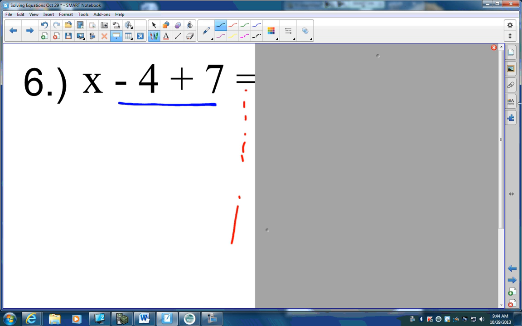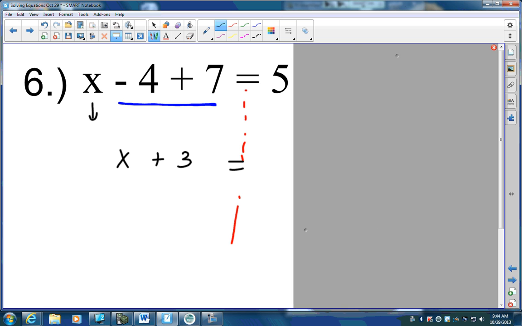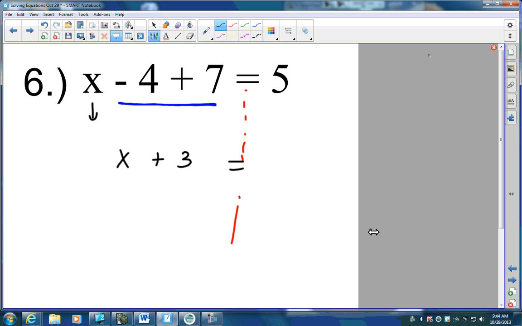The negative 4 and the 7. The x will just come down, so I have x, negative 4 plus 7, positive 3, equals, okay, so we did everything we could on the left-hand side. On the right-hand side, is there anything to put together? No. The 5 just stays right there. Now let's solve from here. Subtract 3 from each side.